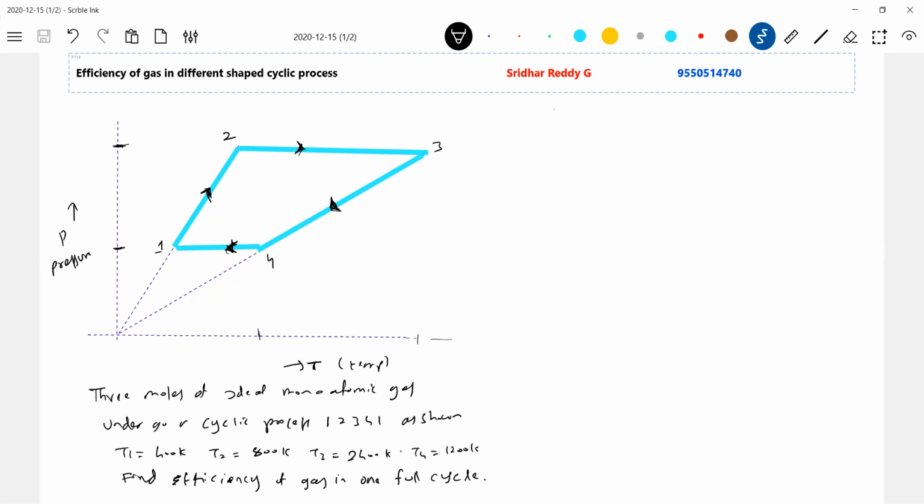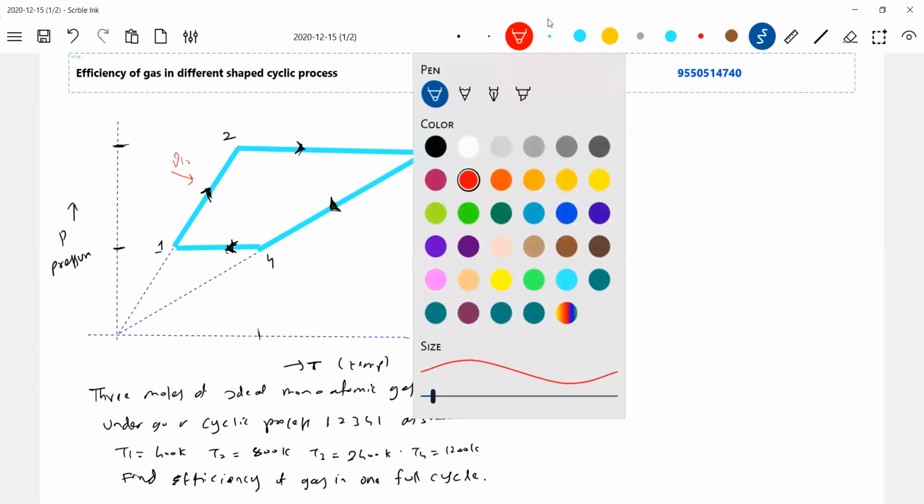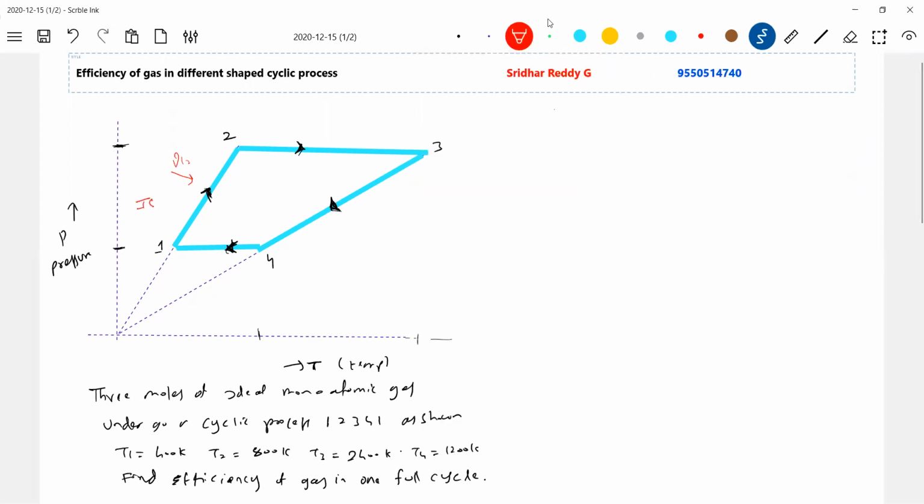How can you say that? Because in the PT graph, a straight line passing through the origin should be isochoric, no? And in an isochoric process, as pressure increases, temperature increases. Isochoric heating it is, so heat is absorbed. I'll write it nearby. What about 2, 3? Isobaric, pressure constant. So heat is absorbed.